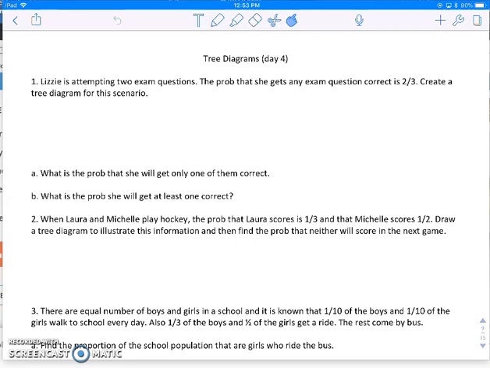Let's take a look at some tree diagrams. Lizzie is attempting 2 questions on a test. The probability she gets any exam question correct is 2/3. Create a tree diagram.